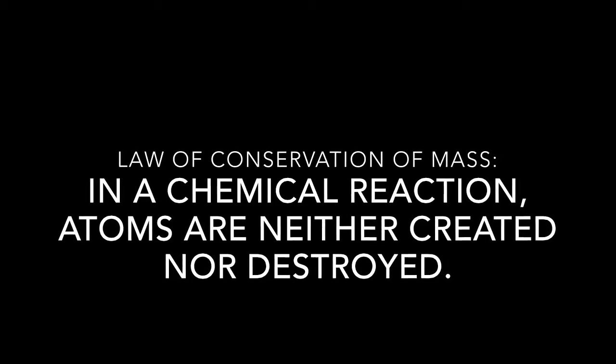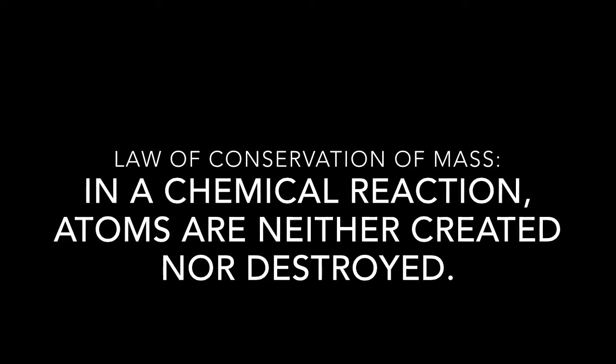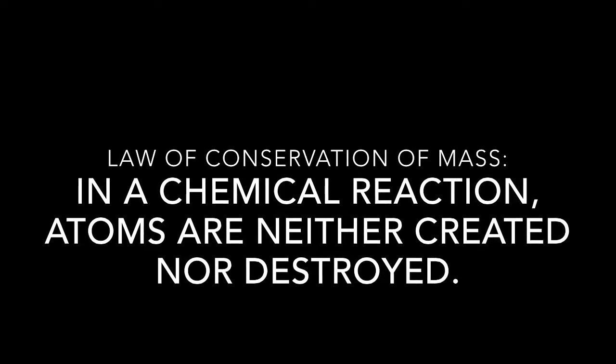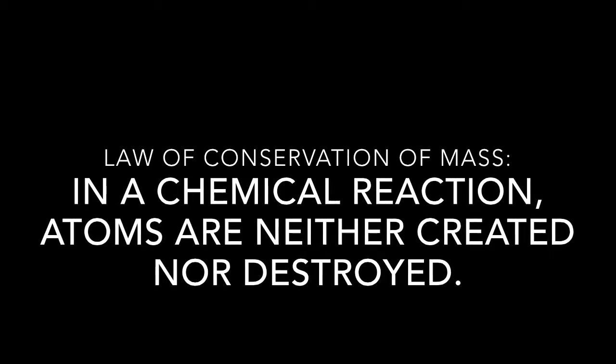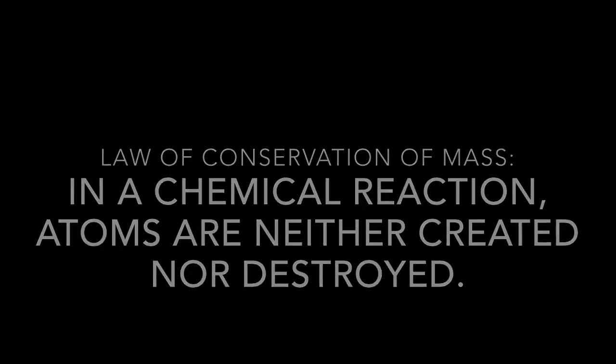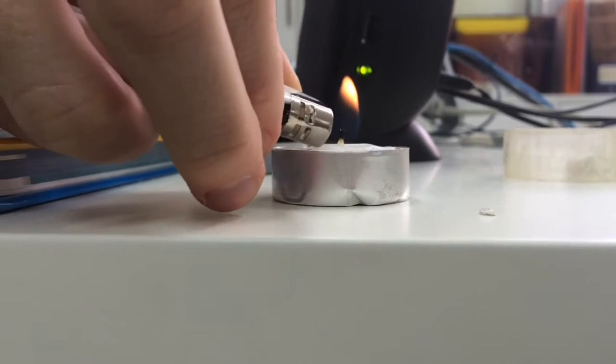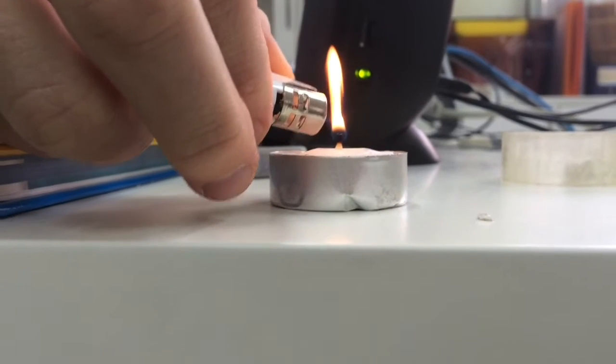Let's move on to the next topic in this unit, mass is conserved. The law of conservation of mass states that in a chemical reaction, atoms are neither created nor destroyed. This means that no atoms are disappearing out of thin air or created out of nothing. So let's light up a candle as an example. Here, the atoms from the chemical reactions are changed into heat energy, so that's why it's still conserved.